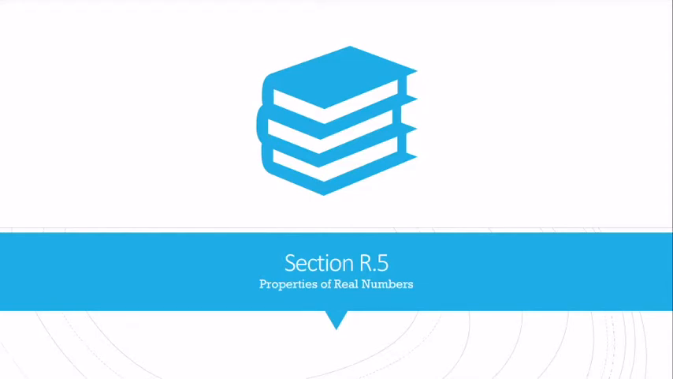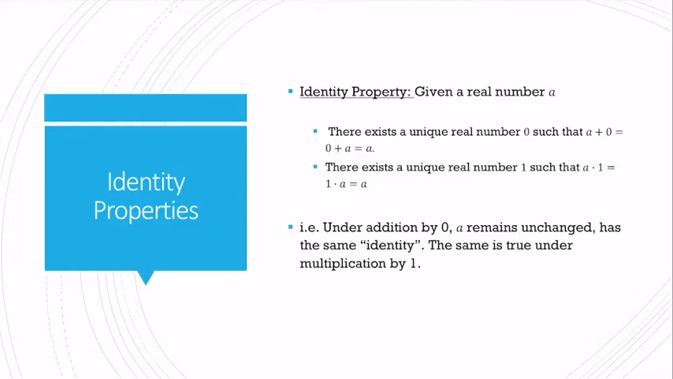The last thing I'm going to talk about are some properties of the real numbers. It's important to note that these are true for all numbers. They're true for integers, fractions, counting numbers, natural numbers, whole numbers, everybody. So we have a couple of identity properties. There's an identity property of addition and an identity property of multiplication.